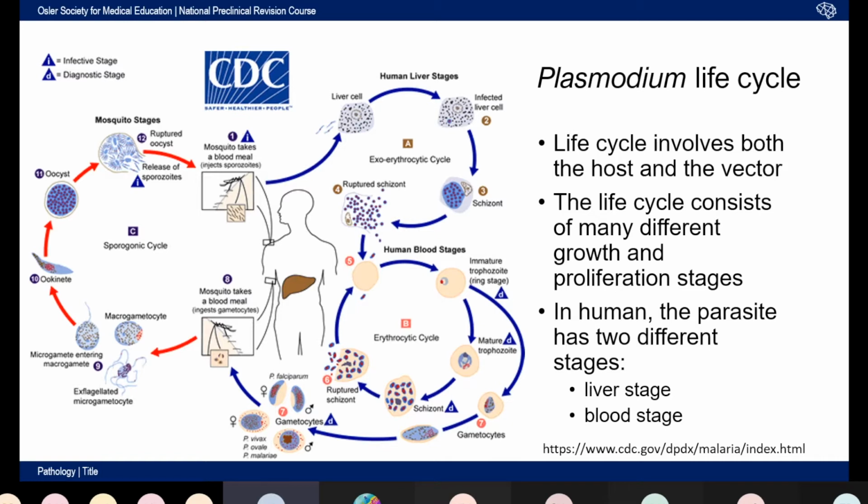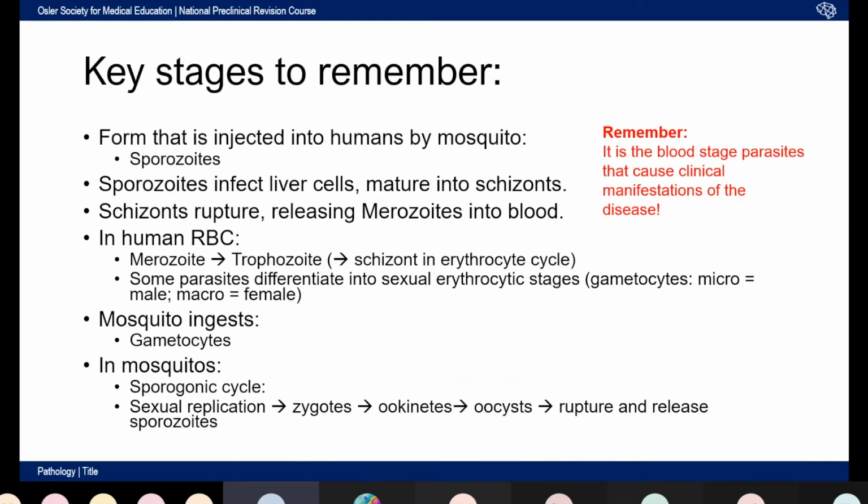So it is quite useful just to learn this life cycle, I think, so you know all the different stages. But if you have to remember just some key stages, then it's important to know the form that's injected into humans by the mosquito, so that's the sporozoites. And then these infect the liver cells and mature into schizonts, which rupture, and it's then they release merozoites into the blood, and it's these merozoites that infect the human red blood cells.